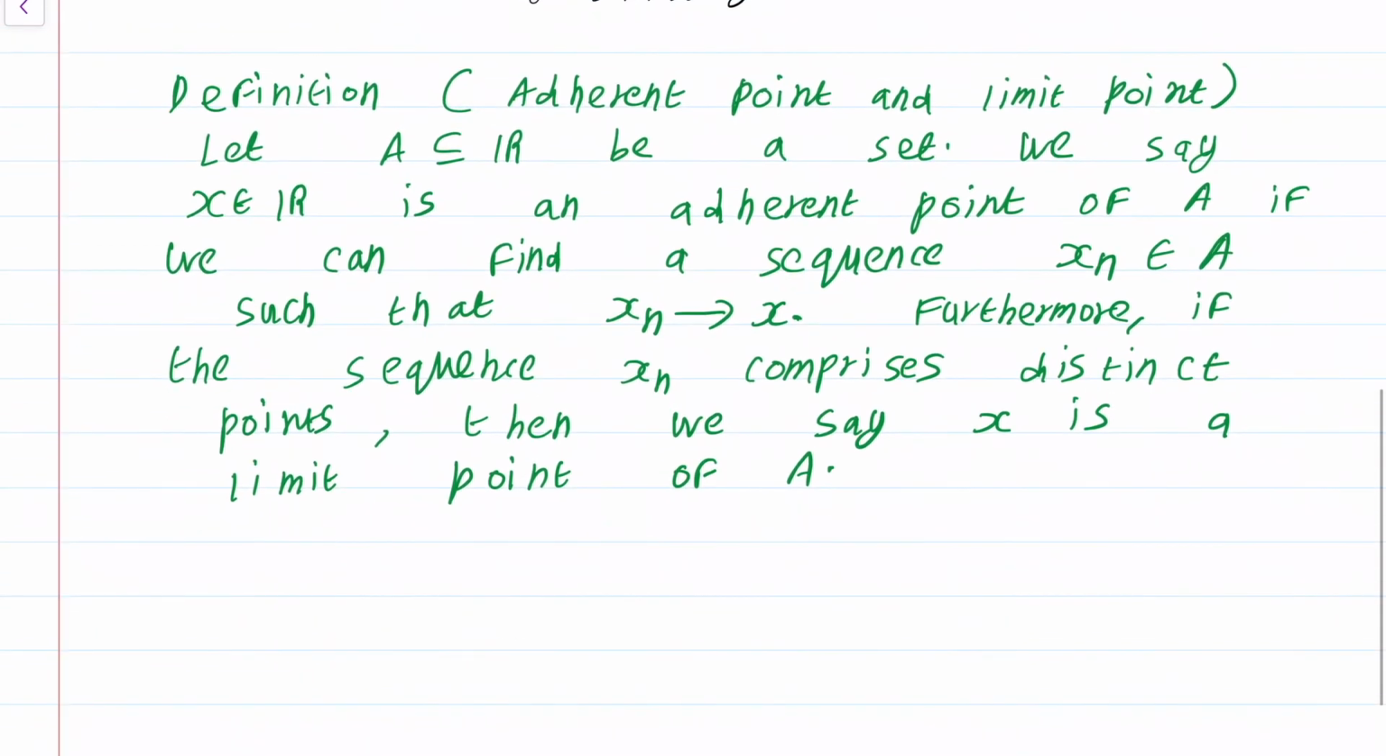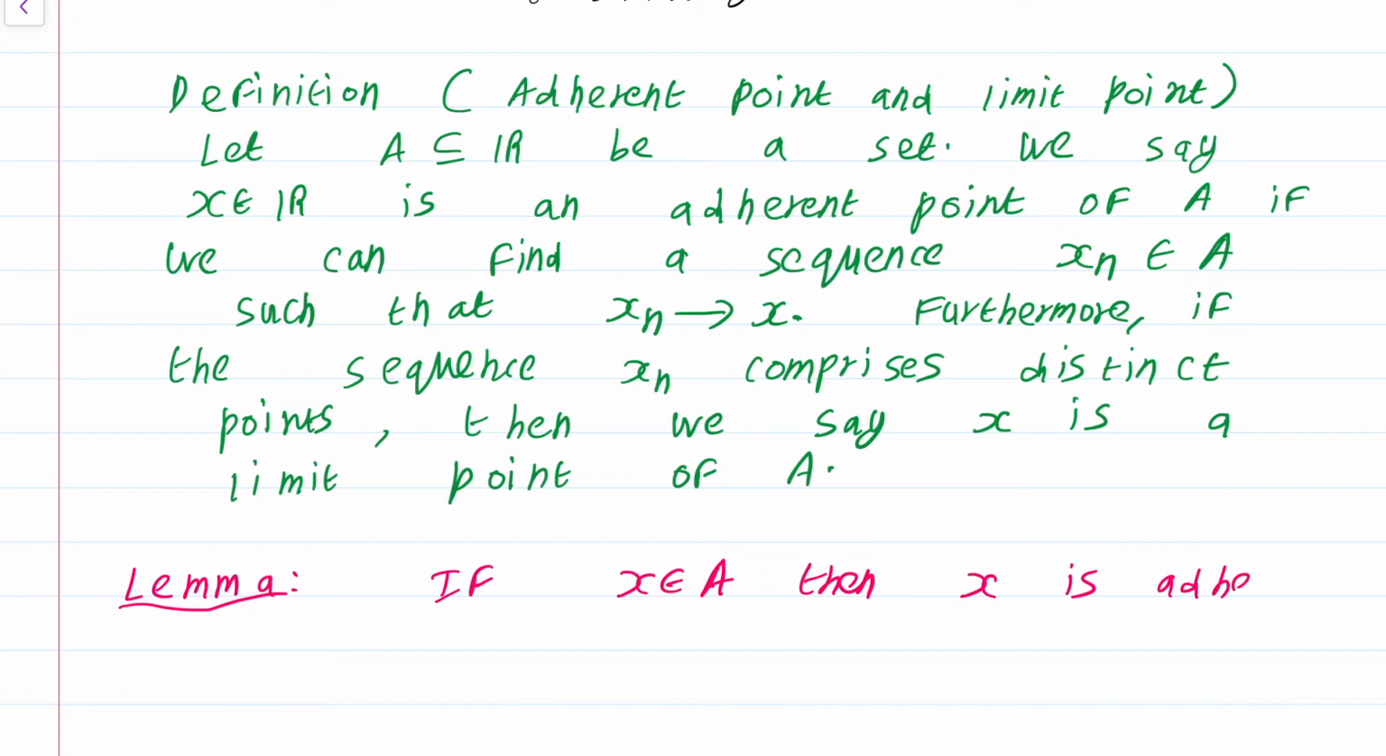Now, first lemma, which is so obvious that I'm going to leave it to you. Lemma: if x is an element of A, then x is adherent to A. Well, this is utterly obvious. If you have an element that is already in the set, it is infinitesimally close to that set. In fact, its distance from the set is in some sense 0, right? So this is such an obvious lemma that I'm not even going to bother proving it.